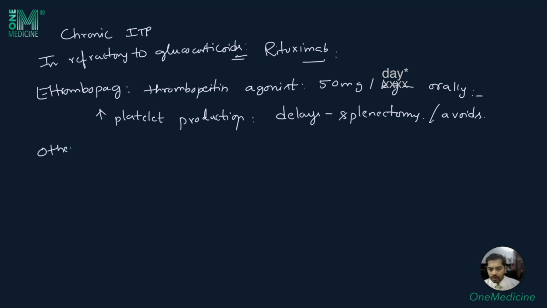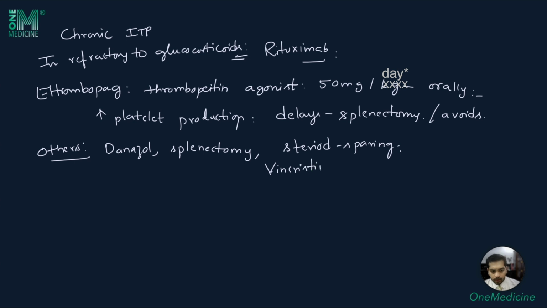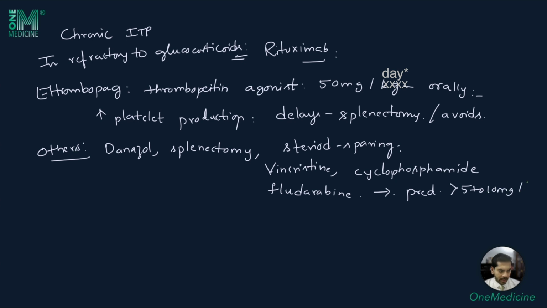The other options include danazol, splenectomy, steroid sparing agents such as vincristine, cyclophosphamide, fludarabine are usually recommended in patients requiring prednisolone in the dosage of more than 5 to 10 mg per day during maintenance.